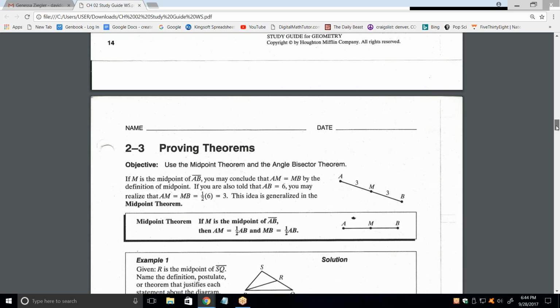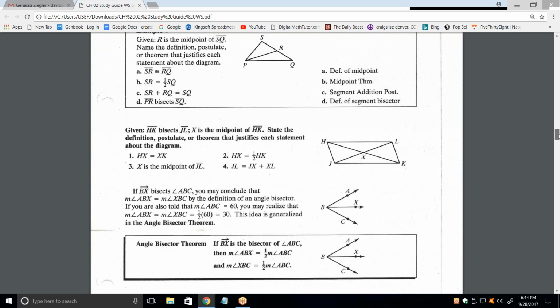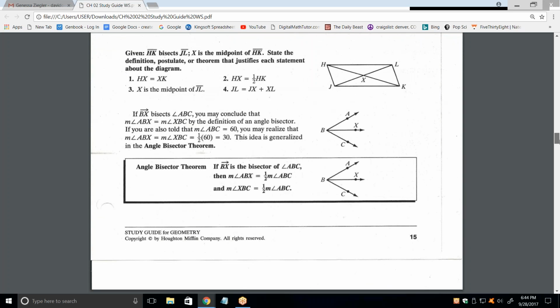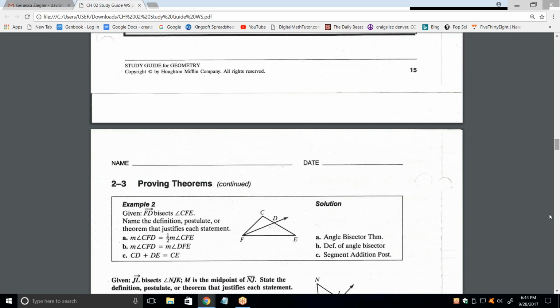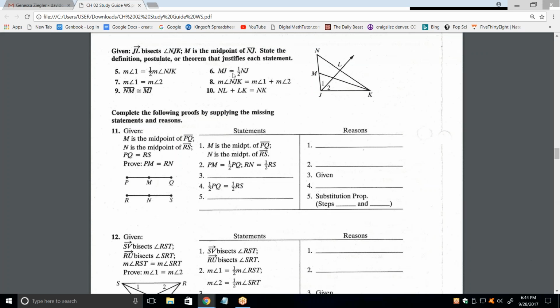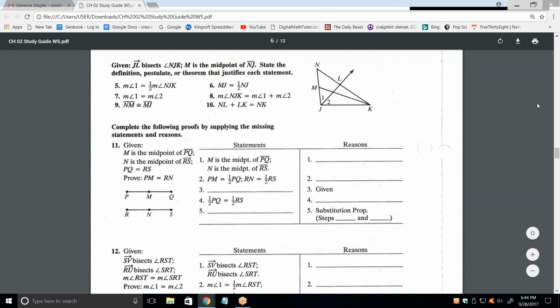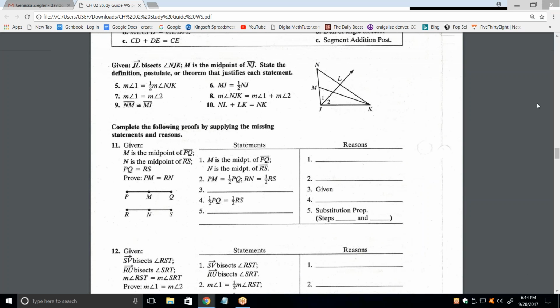That's exactly what they're asking for here. Okay. Now, hold on. Where are we at? We're below this. Yeah, okay. We were on number 6. And that is the midpoint theorem. Okay, number 7. 1 is equal to 2.